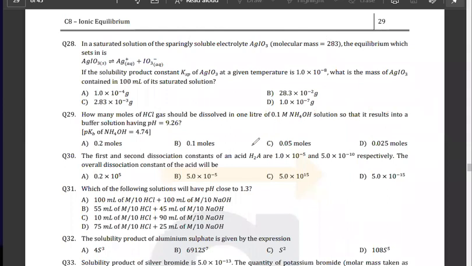Then 32. The solubility product of aluminium sulfate, Al2(SO4)3. See, 2s whole square, 3s whole cube. We have done this. 3 into 2, 5. It will be 108 s to the power 5. Got it? 32.